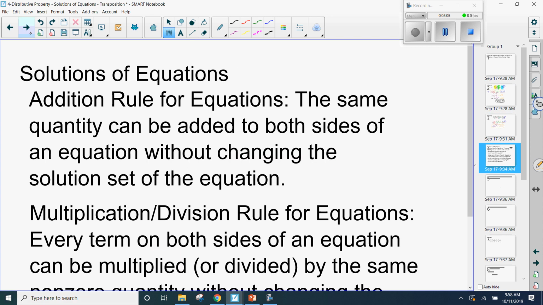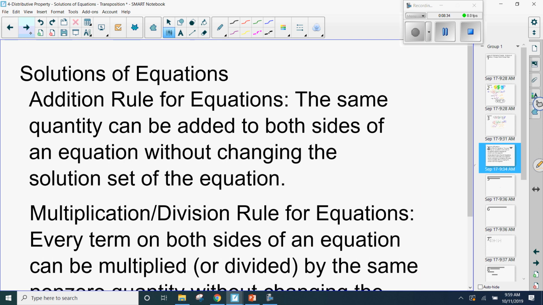Okay, so the next thing, that's just a little bit of the distributive property. Solutions of equations, we have the addition rule. Anything that's added to one side of the equation can be added to the other side of the equation without changing the value or the solution of the equation. We can do the same thing with subtraction. Subtraction is the same thing as adding a negative value. So you can add or subtract the same value from both sides of the equation and you're going to be fine.